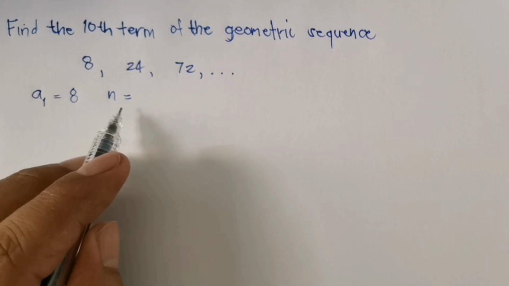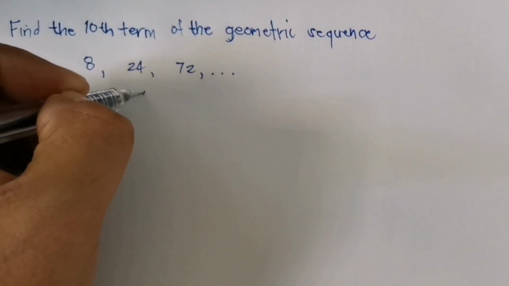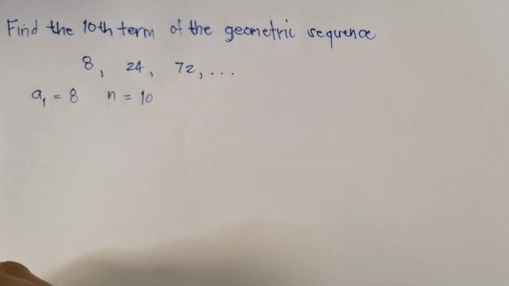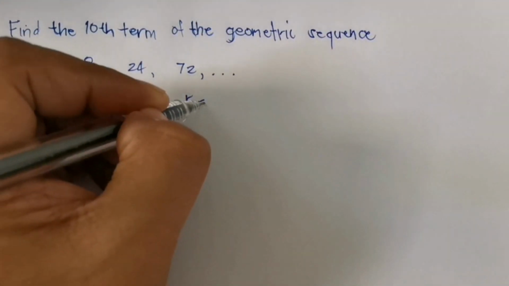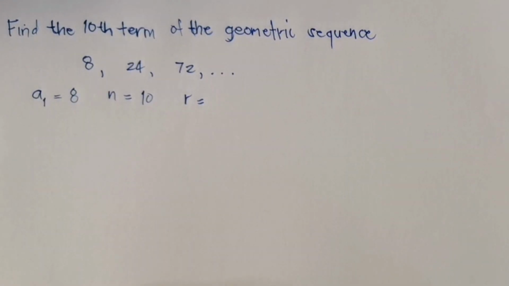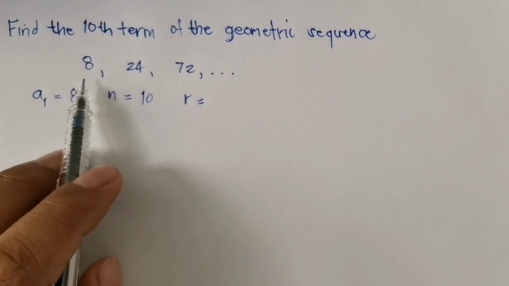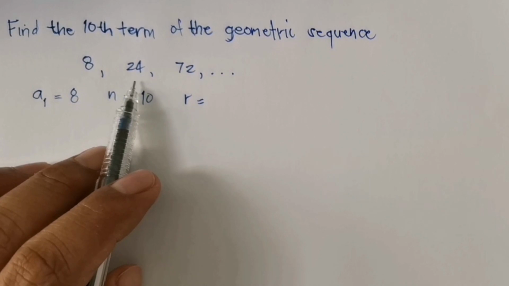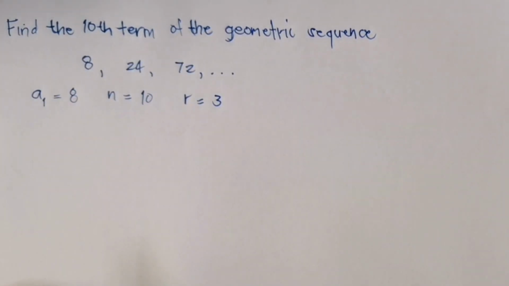In this case, the value of n is 10. And lastly, the common ratio, or r. So to get the common ratio, we divide the second term by the first term. 24 divided by 8 is 3. So the common ratio is 3. Now that we have these 3 values, we can now solve for this question.